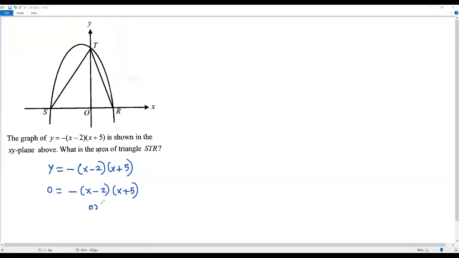Okay, the same equation can be written as negative of (x minus 2) times (x plus 5) equals 0. To get rid of this negative sign, I multiply both sides of this equation by negative 1.